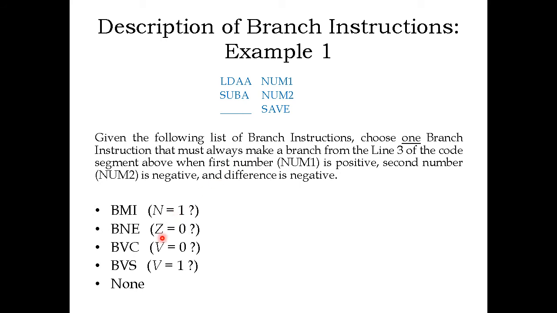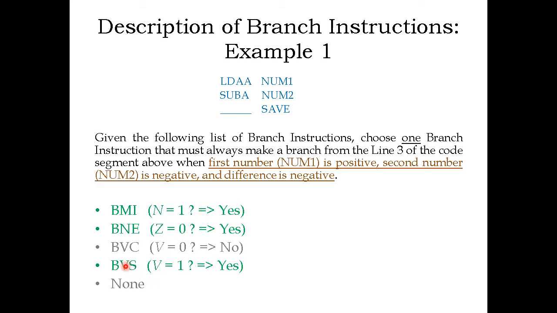BNE will always make as well, because the Z flag will be cleared. And BVS will also make. So in fact, there are 3 correct choices out of 5. And in your case, when you are working on your quiz, all you have to do is select one out of the list which is correct, and you will get the whole credit.